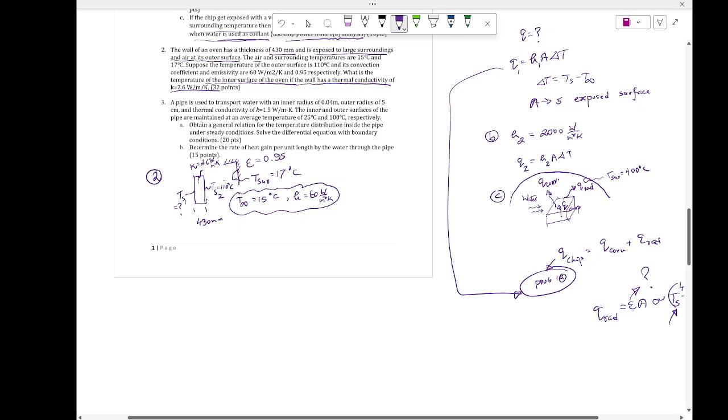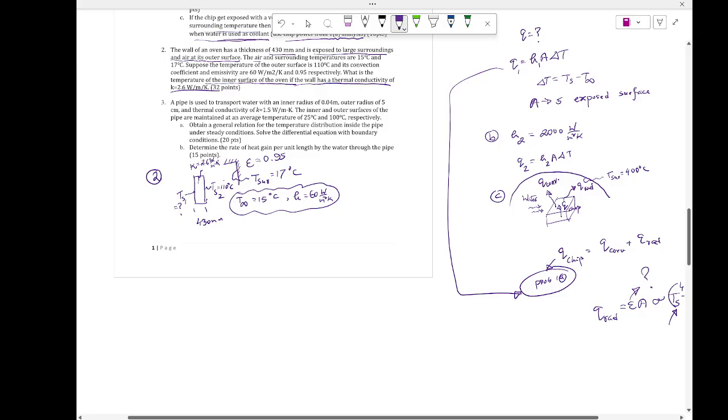Is the outer surface temperature given? It is. What is that value? 110. What is the air temperature? What is the surrounding temperature? 17. Epsilon and h are given as well, right? So to solve this problem, what do you want to do?